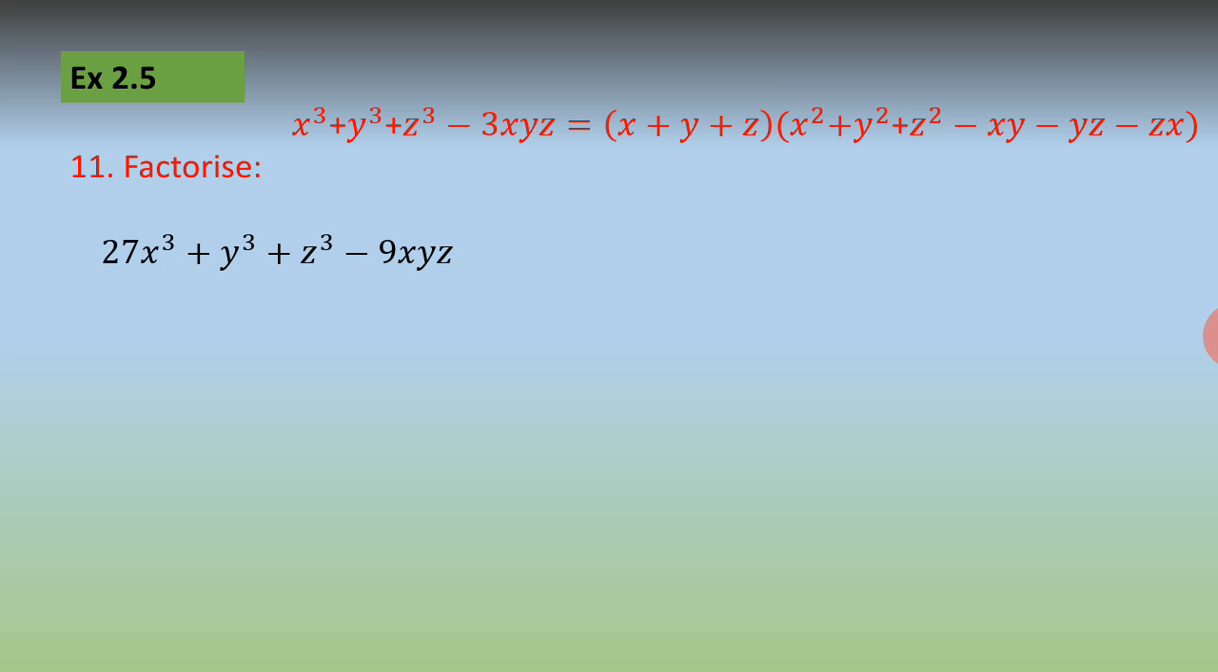So, write the given question in a proper form. The first term, that is 27x cube, is actually 3x whole cube. Then y cube as it is, z cube as it is. And then 9xyz can be properly written as 3 into 3x into y into z. So the arrangement's done. Now we know that our x in the identity is nothing but 3x, y is y, z is z. So let us do the substitution and note down the right hand side of the identity.